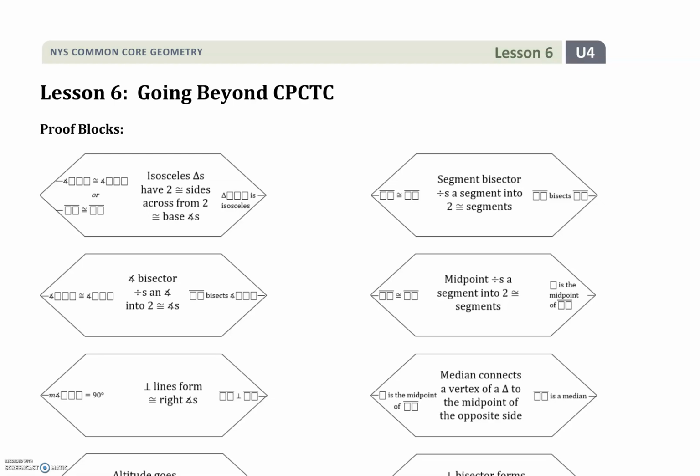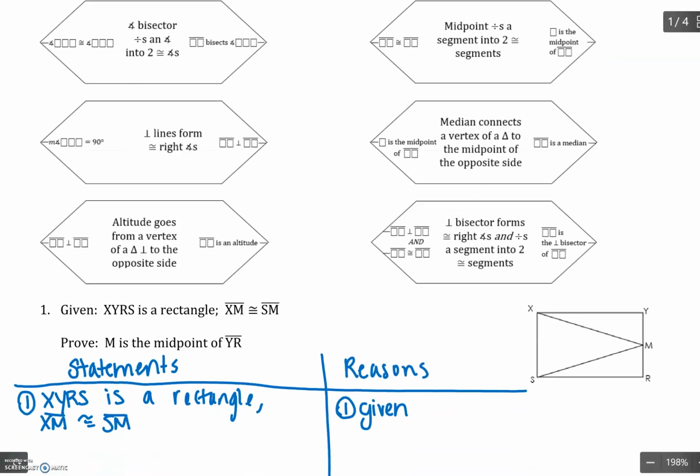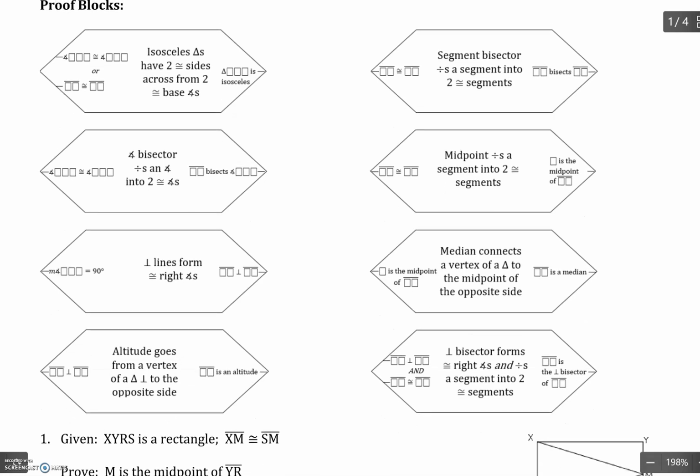We're going to talk about going beyond CPCTC. So we spent a lot of time using more and more complicated givens to end up proving triangles and pieces of them are congruent. But now what we're going to do is use our proof blocks backwards, where I'm going to be able to tell that things are congruent, usually from CPCTC, and that will lead me towards knowing something new about my figure that was not provided earlier on.